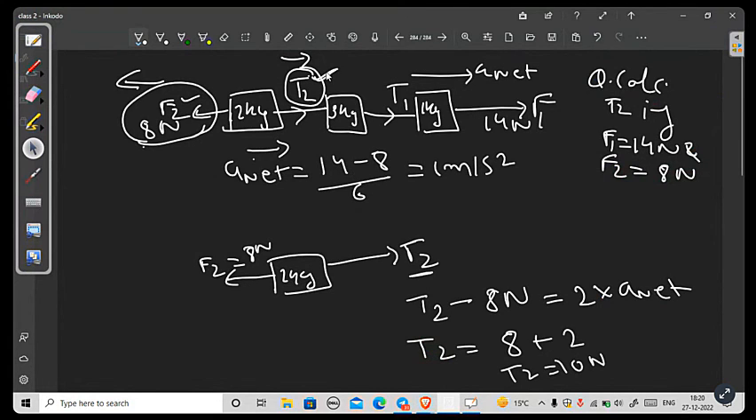That is why I've written tension minus 8 Newton, T2 minus F2. I should have written T2 minus F2 here, but I directly wrote 8 Newton because F2 is equal to 8 Newton, but the correct form will be T2 minus F2. T2 minus F2 will be equal to net force. Net force is mass into net acceleration. So T2 is equal to 8 plus net acceleration. So that is what it is.